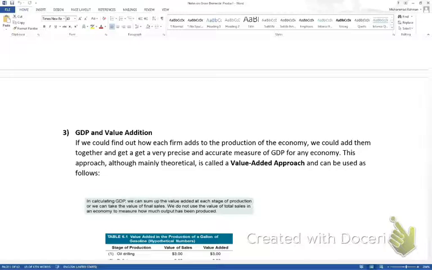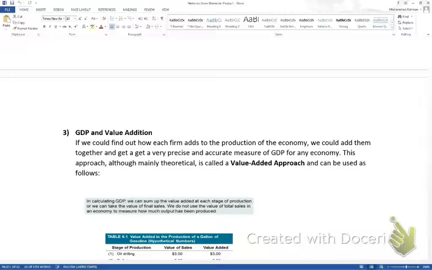Before we look at various approaches of calculating GDP, I would like to talk to you a little bit about this idea of value addition. This is actually a very intuitive way of figuring out how GDP should be calculated, or what is the ideal way of calculating GDP. Now, if you think about what we are trying to do here, we are trying to figure out how much output is being produced in a given economy. And the best thing would be to first identify all the firms in an economy, and figure out how much each of the firms is producing.